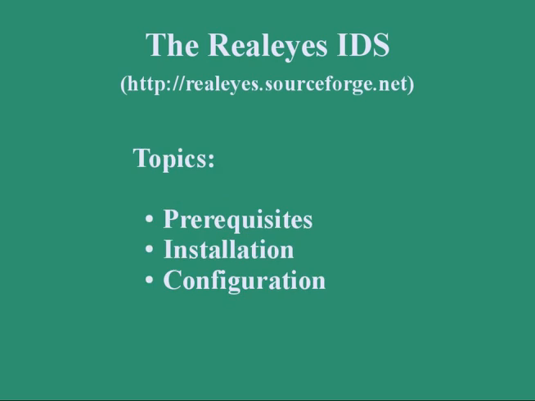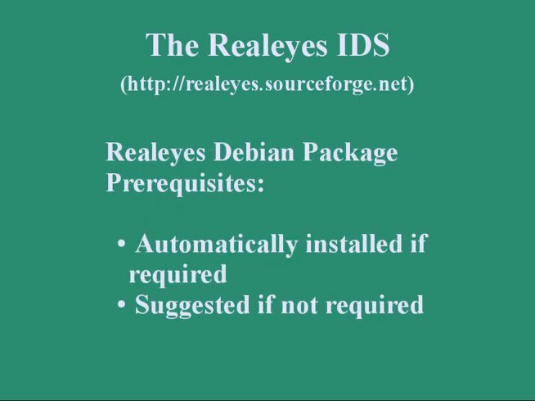The topics to be covered in the Realeyes IDS installation and configuration demo are the prerequisites for each of the 4 packages, the installation instructions for the source packages, and the configuration of either the Debian or source packages. If installing the Debian packages on a Debian Etch system, simply select the appropriate Realeyes packages and the prerequisites or dependencies will be installed automatically.